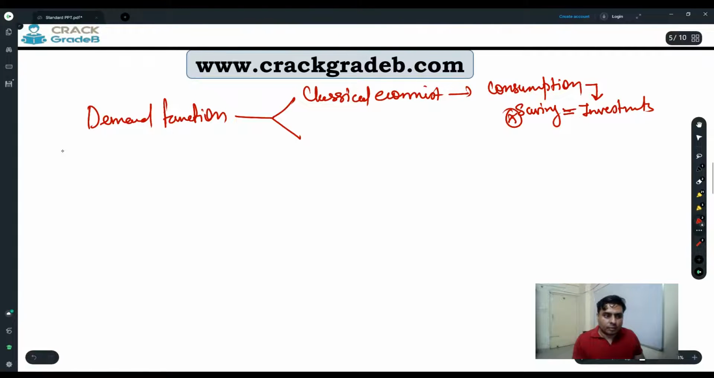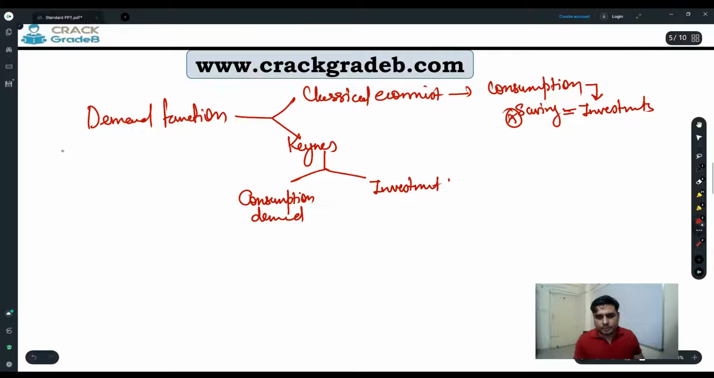He said that the demand function as per Keynes has two parts. One is consumption demand and the other is investment demand. Clear? Till then this point is clear.